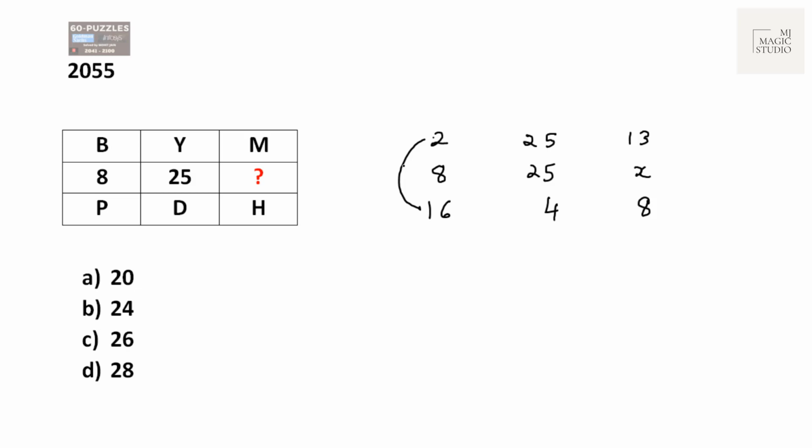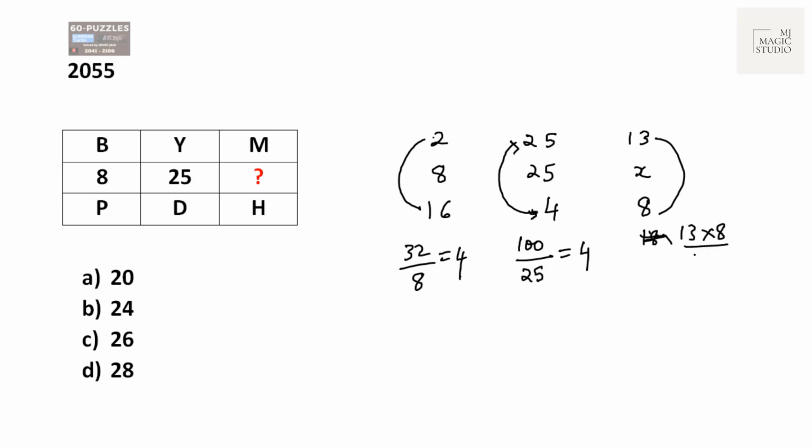16 into 2 is 32. By 8 is 4. Okay. 25 into 4 is 100. By 25 is 4. 13 into 8 by x should be 4. That means if x is 26, my assumption of getting 4 would fit in. I'll go with this. 26 is the answer. Option C is the pick.